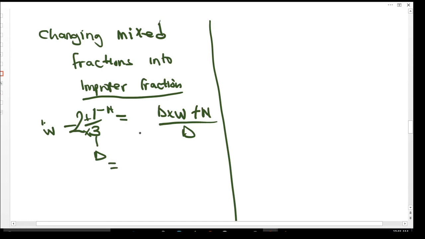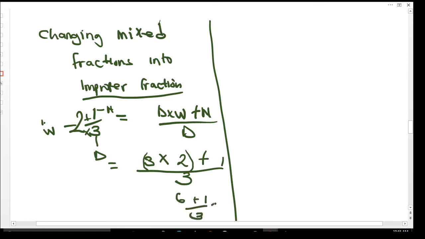So what is our denominator? The lower number, it is a 3 times what is our whole number? Our whole number is a 2, then plus what is our numerator? The numerator becomes a 1. So we put these 2 in brackets, then over the denominator, which is a 3. Then 3 times 2, for 3 groups of 2 we get a 6 plus 1 out of a 3. What do we get? 6 plus 1, it is 7 out of the denominator as a 3.